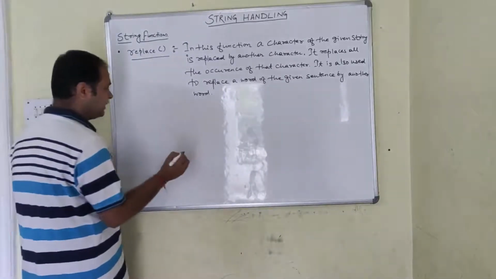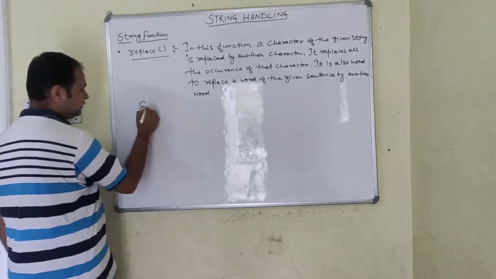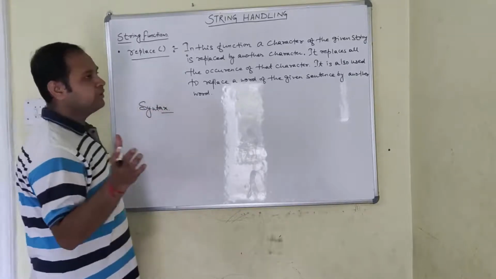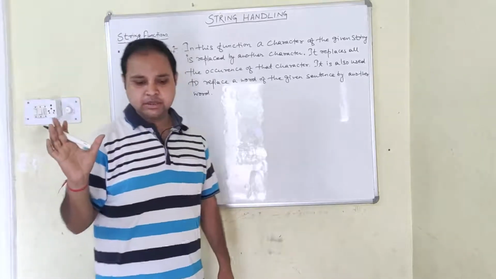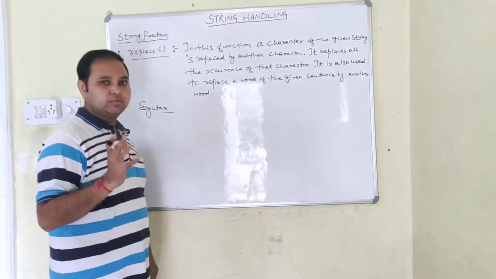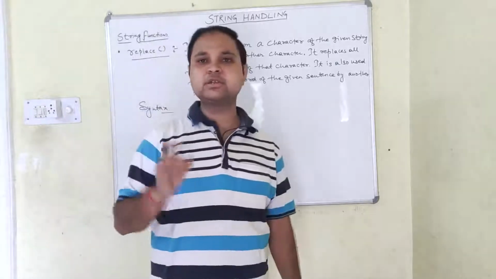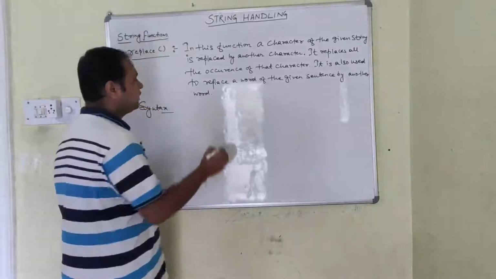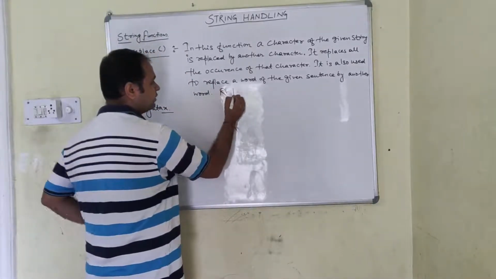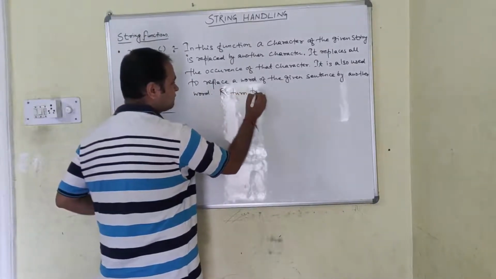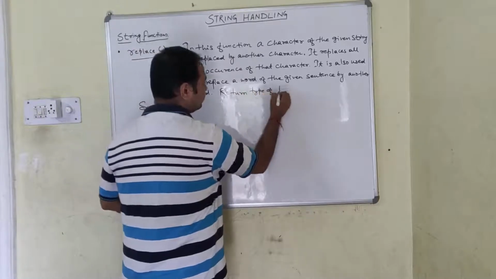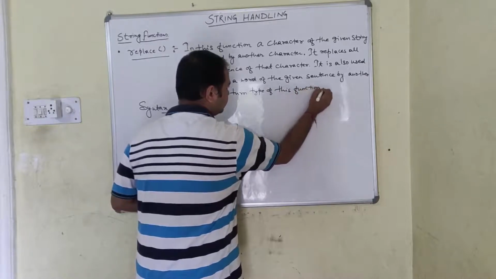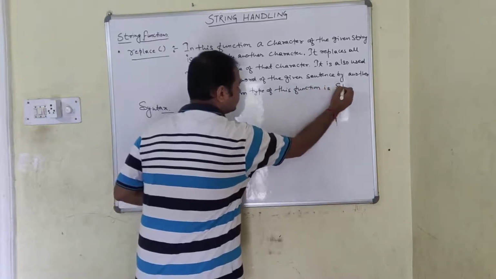Now I am writing the syntax of it. Before writing the syntax, what will be the return type of this replace? The return type of the replace will be string, because we are not changing that string. We are just replacing the character, thus the output will come as a string only. So the return type of this function is string.